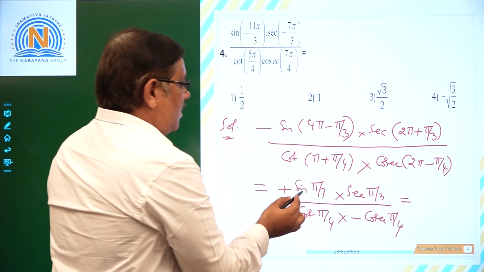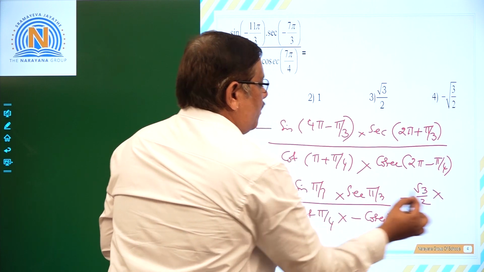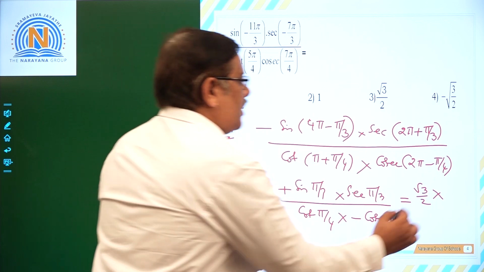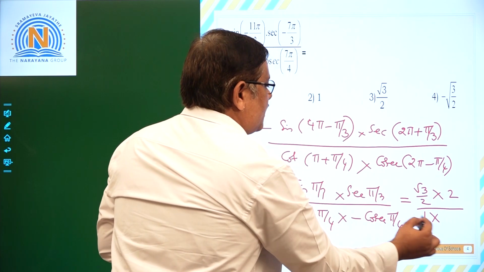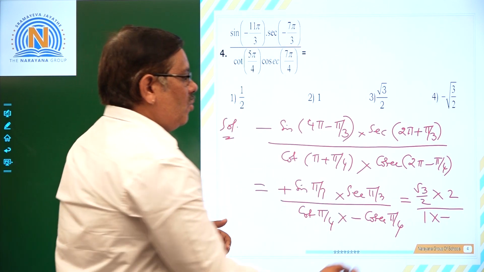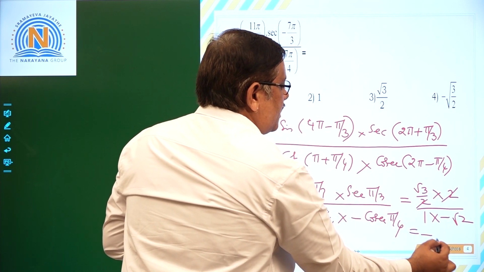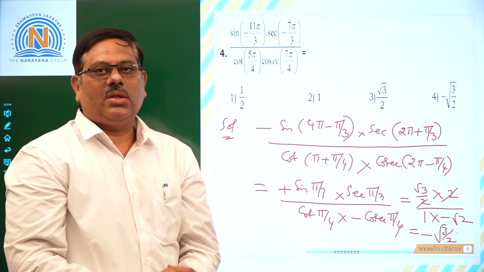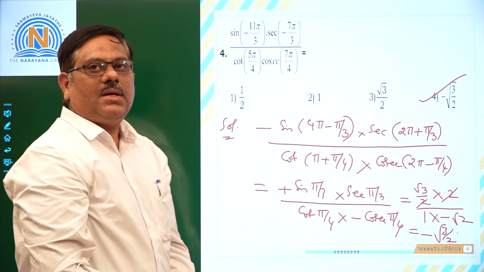If you simplify further, sin pi by 3 is root 3 by 2, into secant pi by 3, which is 1 by cos pi by 3, 1 by 1 by 2, so that is 2, upon cot pi by 4 is 1, into minus cosecant pi by 4. Cosecant pi by 4 is nothing but root 2 for us. If you simplify, the 2 cancels, and the resultant answer is minus root 3 by 2, which is nothing but the fourth option. So that is the right answer.